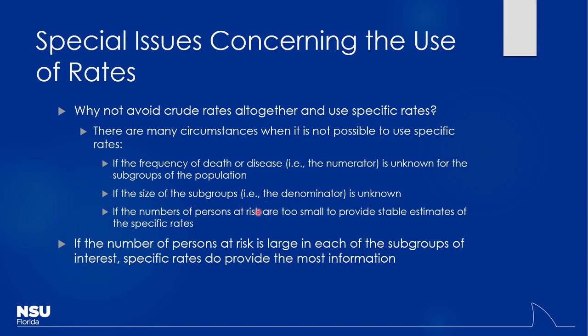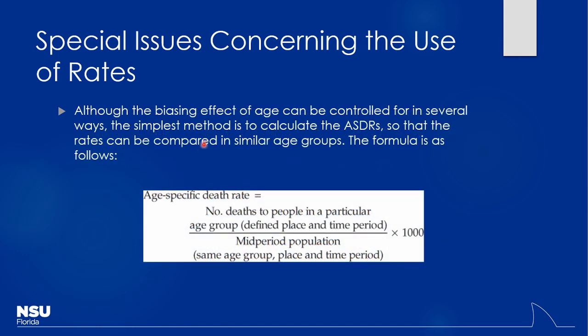So if it's a very rare event or something that happens very infrequently, that can be really difficult to look at too. But if the number of people at risk is large in each of the subgroups, you can find the specific rates do provide kind of the most information. I'll show you some examples of that in a moment. So how do we figure that out?